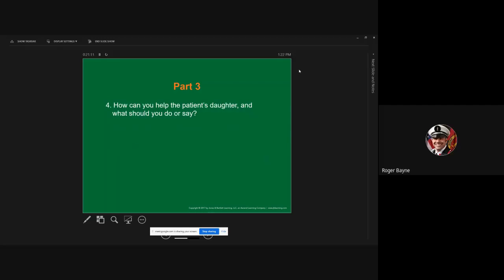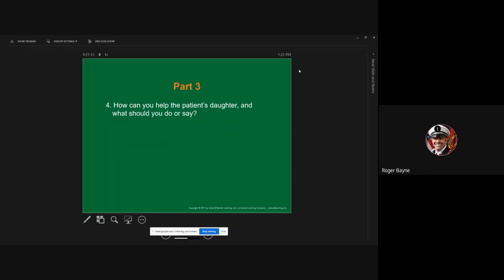How can you help the patient's daughter? So we talked about the emotional part. So how can we help the daughter? What are some things we can do? Could you tell her that you got his pulse back?